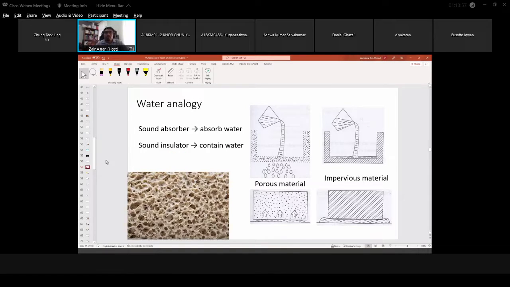To relate this to something you know, for example water: if you want to absorb water, we can use a sponge that has a lot of porosity in it, so it's good for absorbing water. But you cannot hold water with a sponge, as the water will pass through it. If you have something impervious, for example a plastic container, it's not good for absorbing water, but you can hold the water with a plastic container.